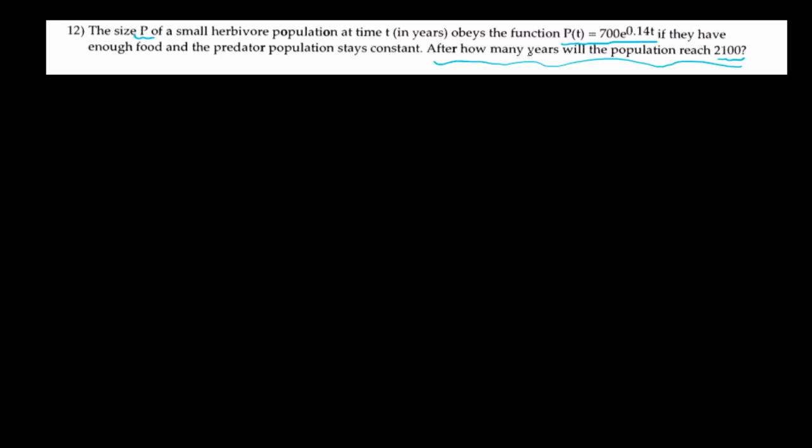After how many years? That is, at what time will the population reach 2100? So in other words, what the statement says is: find t, that is at what time, when the population is 2100, when P of t is 2100. So this is what you want to do.